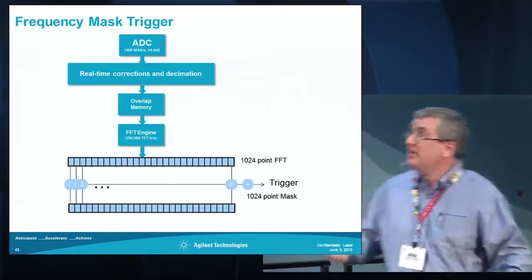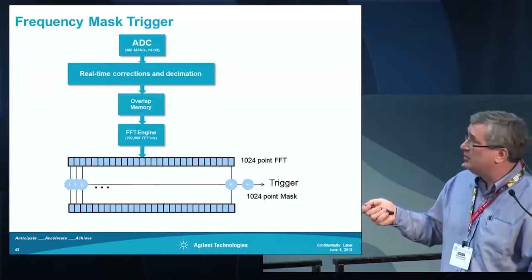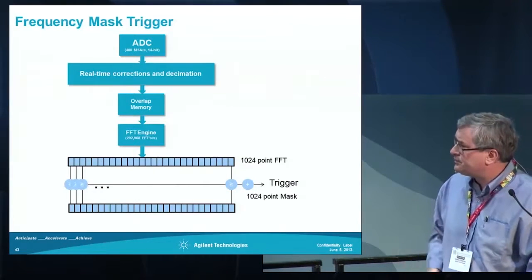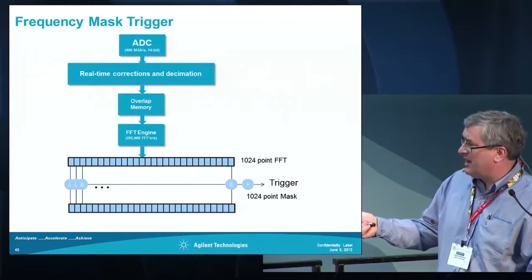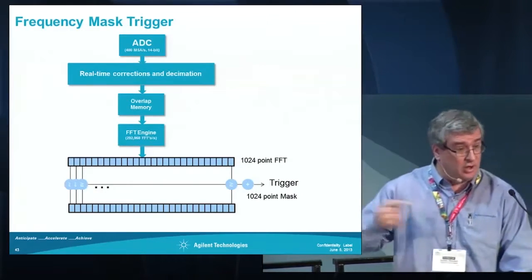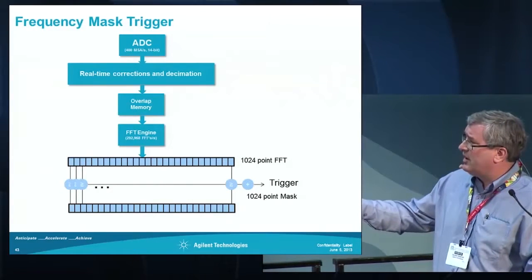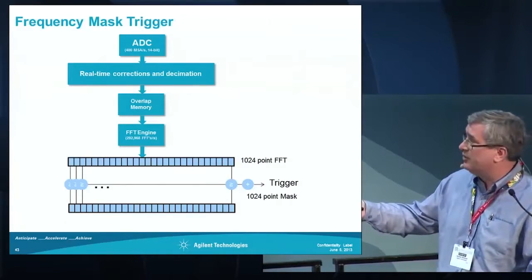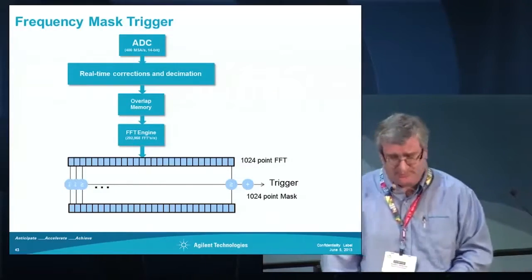The way it works is you come in through your ADC, go to your real-time corrections, overlap memory, and FFT, which is what we showed before. What comes out of that is a 1024-point FFT. Then we have a 1024-point mask. There's actually two of them, an upper and a lower. On a bin-by-bin basis, we perform this mathematical operation. This might be an entry criteria, so greater than or equal to, or all those operations together, and that, boom, is your trigger line.